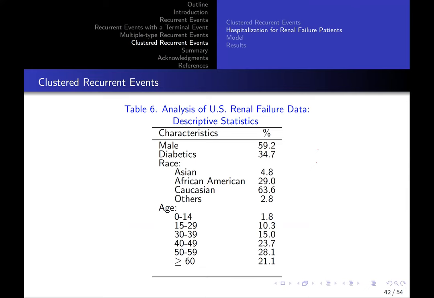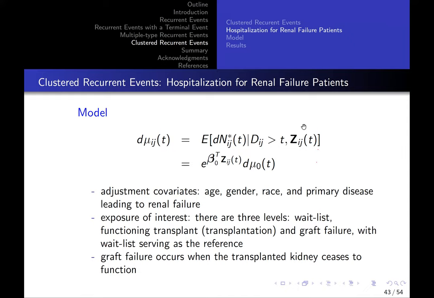So I will skip this slide. Again, they proposed two sets of rate functions. One is cluster-specific functions, where they can include a cluster-specific subscript. But here for the presentation, I just took a common rate function for all the clusters. So adjustment was done. The exposure of interest had three levels: waitlisting, functioning transplant, and graft failure. So that's the exposure of interest, on which criteria you have different impacts on repeated recurrent hospitalization.